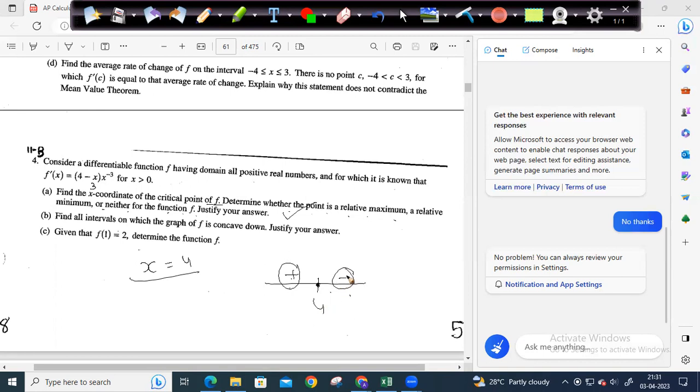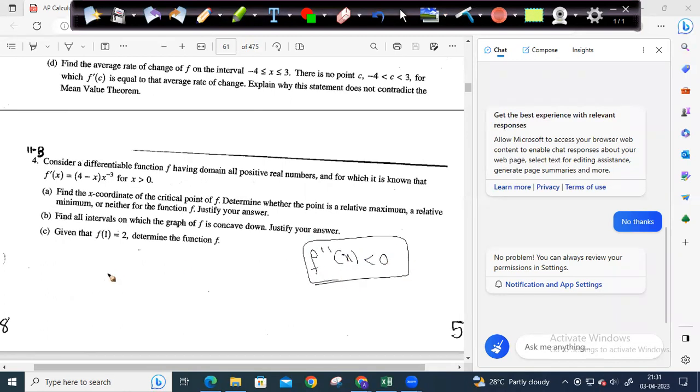Now I need to find all the points at which the function is concave down. What is the meaning of concave down? f double dash x should be less than 0. Don't look at the board, just solve, you'll be confident. So find f double dash x.